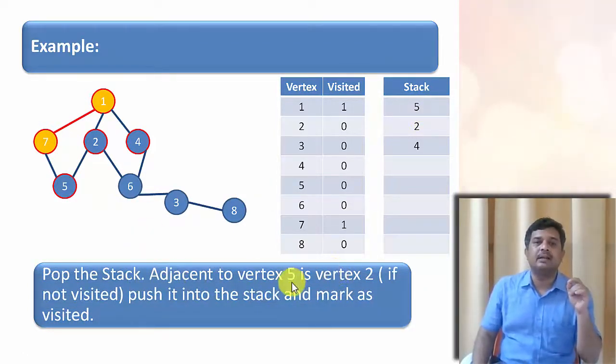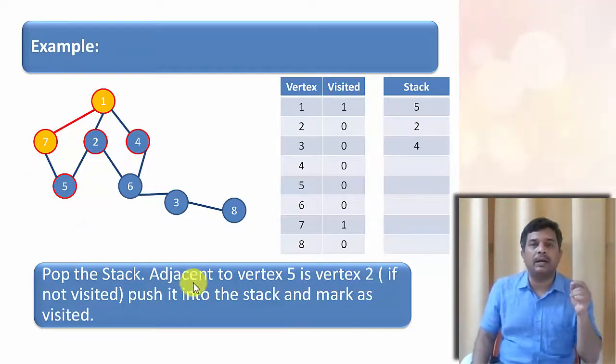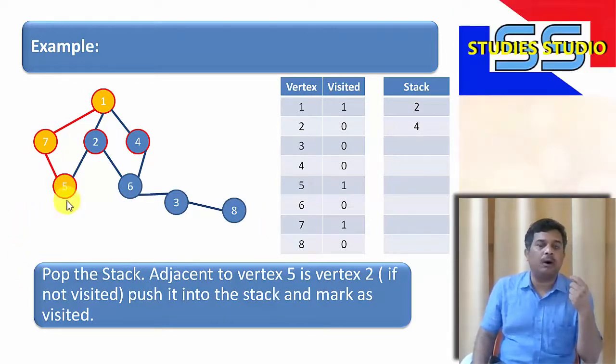On the top of the stack 5 is there, we are going to pop 5 and its adjacent vertex, that is vertex 2, we are going to add it. But it is already there in the stack, so we need not do anything. Only 5 will be popped out from the stack. So 5 is marked as visited.